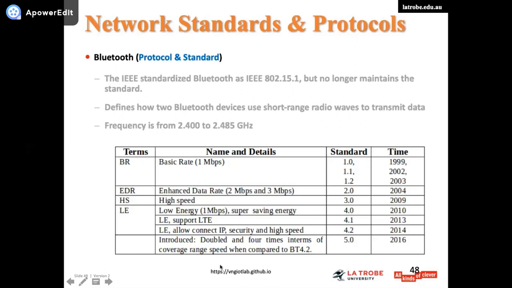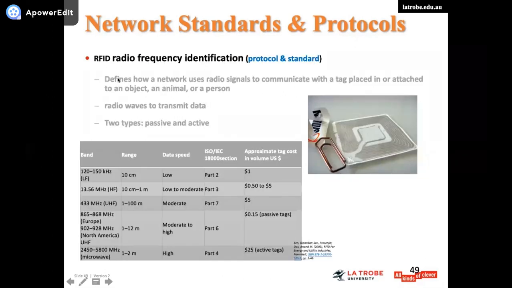So the next protocol is RFID, which is radio frequency identification. If we remember, we mentioned RFID protocols in the very beginning of our lecture, the first lecture in this semester. RFID defines how a network uses radio signals to communicate with a tag placed in or attached to an object or animal or a person. RFID uses radio waves to transmit data, and it has two types. First is called passive RFID, and the second is called active RFID.